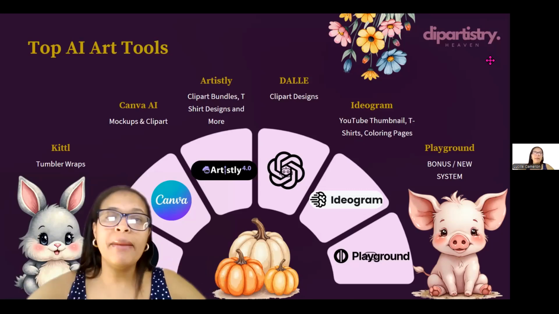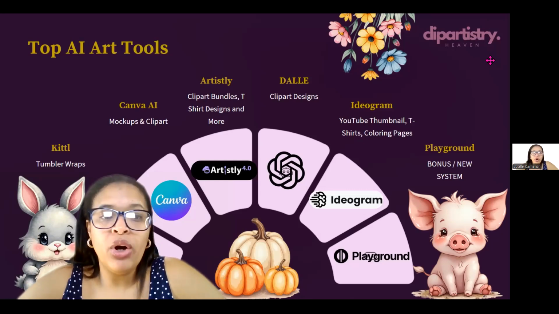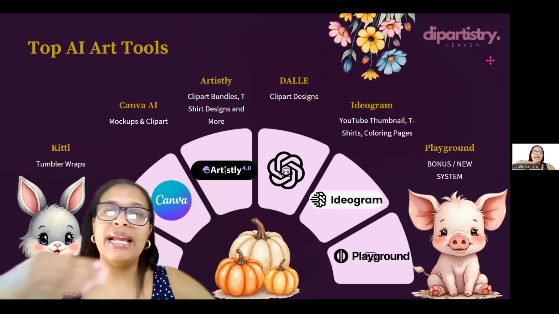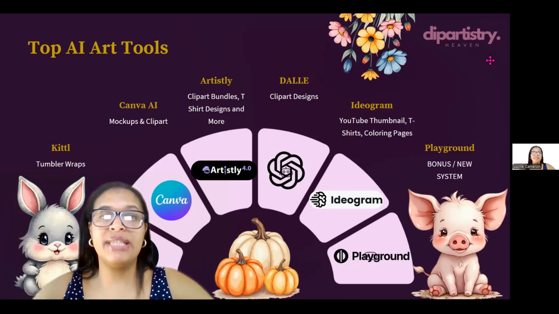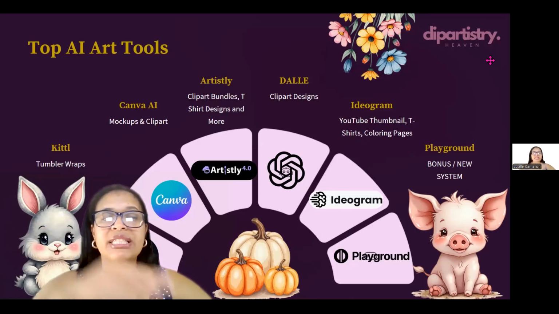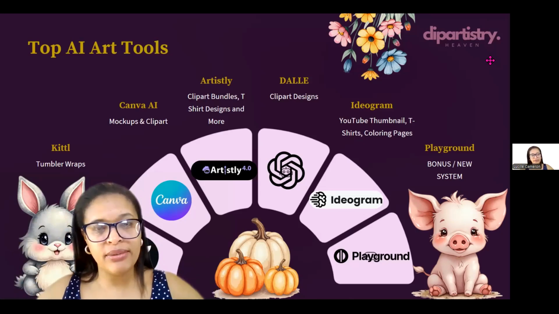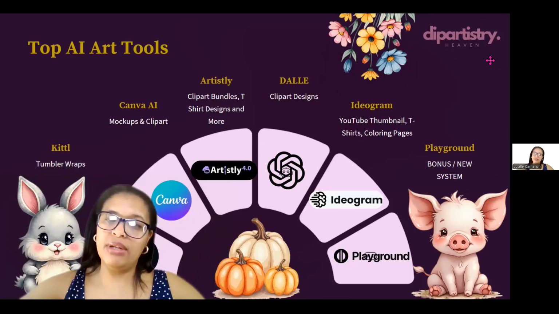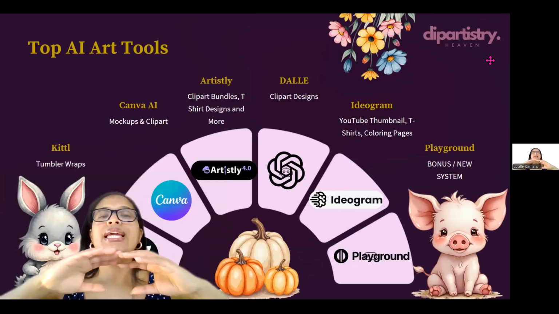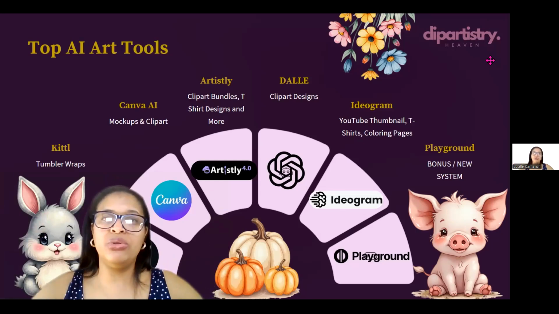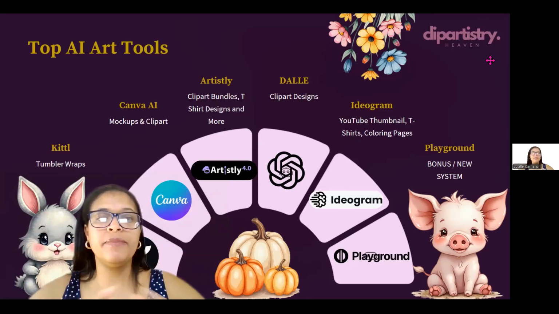Canva I use for mockups and I use for clip art because I can bulk create clip art in Canva's AI, versus Kittl, where it's one at a time: I have to wait, it finishes, and then I go back and create another one. For bundles, I don't use Kittl. I hope that makes sense.